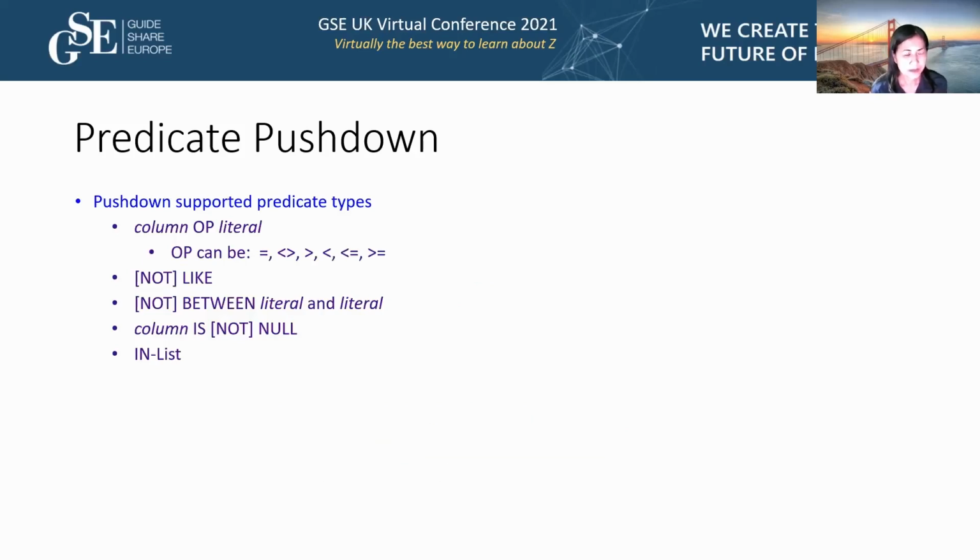Db2 supports different predicate types for predicate pushdown. The predicate has to be in the form of a column compared with a literal. The comparison operator can be equal, not equal, greater than, less than or equal, or greater than or equal. The predicate can be a LIKE predicate or NOT LIKE. The predicate can be a NOT BETWEEN or BETWEEN, and the higher bound and the lower bound have to be a literal constant. The column is NULL or IS NOT NULL, or the predicate can be an IN predicate.